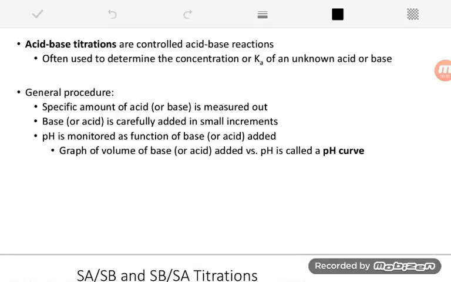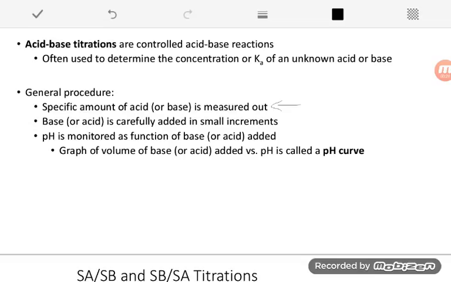In this section, we're going to learn about acid-base titrations and the resulting pH curves and what information we can gain from those. Really simply, acid-base titrations are simply very controlled acid-base reactions. The general procedure is you measure out a specific amount of an acid or base, and this is the thing that you want to find out more information about. So this is really what you're studying.